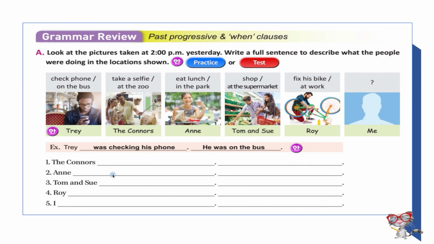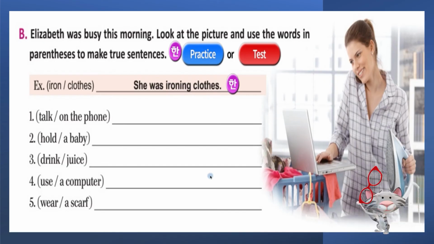Anne was eating lunch yesterday at 2 p.m. She ate lunch in the park. Okay, so on the left you use past progressive, and on the right you use simple past. Tom and Sue were shopping yesterday at 2 p.m. They shopped at the supermarket. Okay, that's good. So yeah, that should be enough.